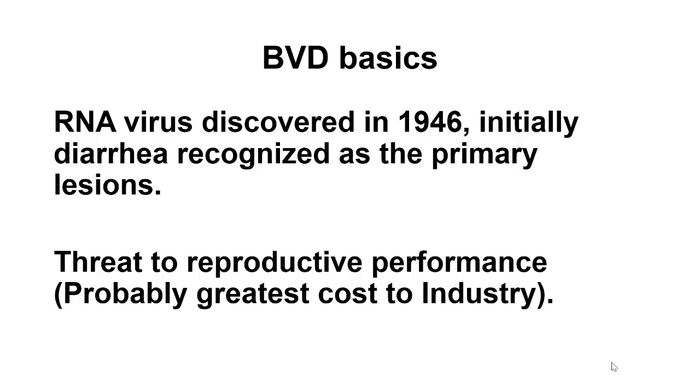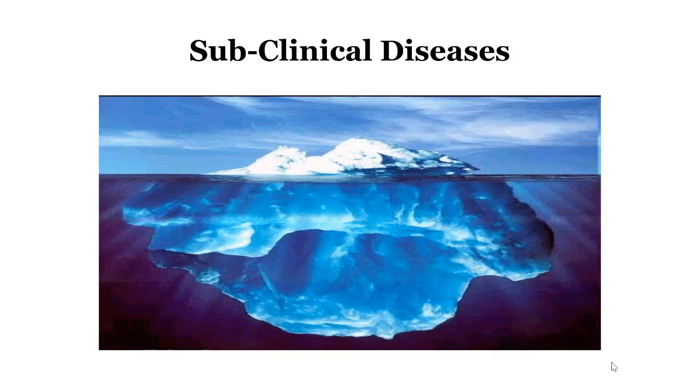So the biggest threat that BVD has to the beef cattle industry is reproductive performance. Unfortunately, we don't recognize reproductive performance problems until we're trying to wean the calves, or we're counting our calves after they've calved, or at branding, or when we're weaning them. So it's called a subclinical disease. Most of those cattle, when they get infected, the cows get infected with BVD, are not going to show a lot of signs, but BVD is going to cause a lot of reproductive loss. We're going to spend a little bit of time talking about that in a minute.